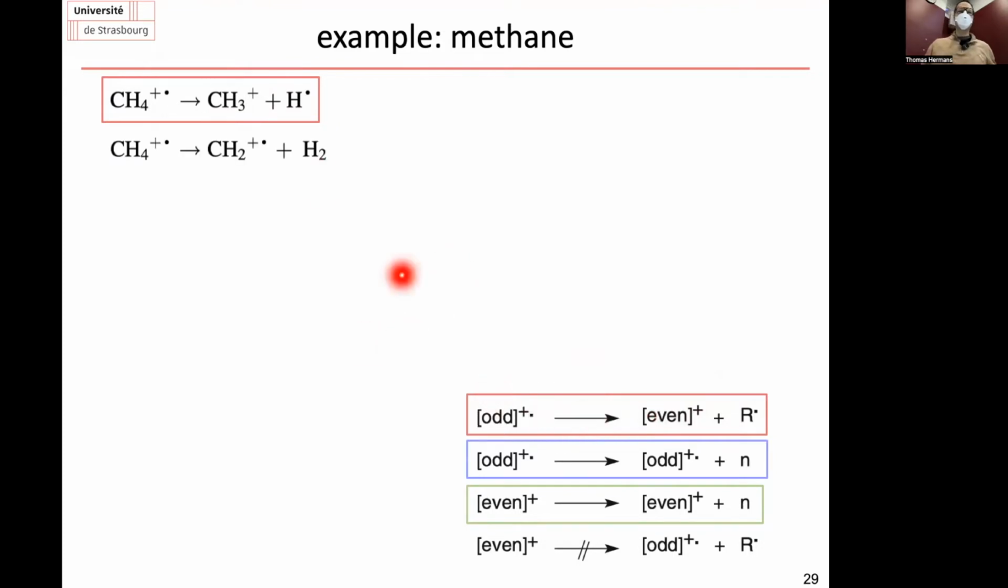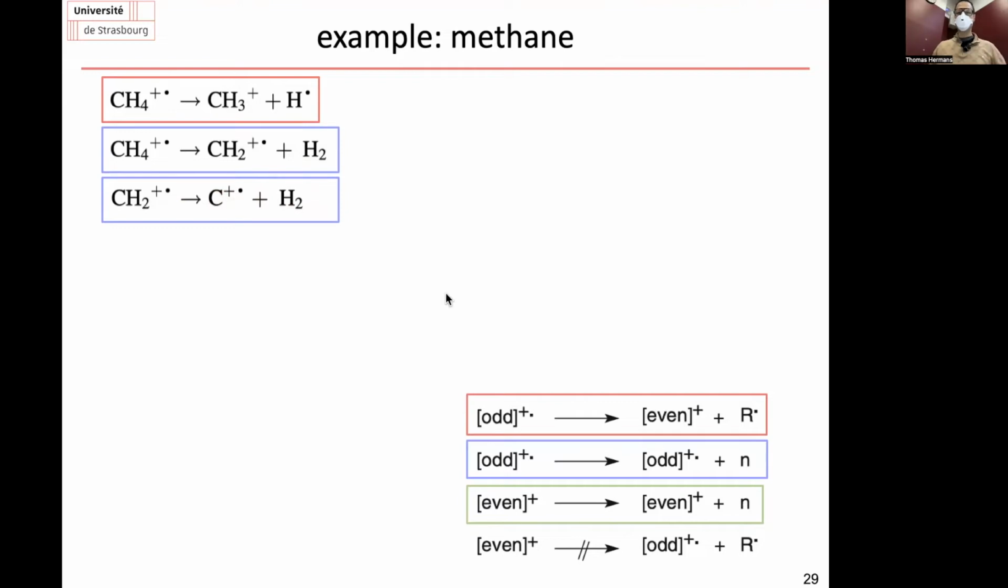Okay, here, the same ion, I create CH2 radical cation and H2. Is this allowed or not? Some people say yes. Yes, it is allowed. Okay, this fragment, CH2 radical cation, and I produce C, just carbon, and H2. We look, yes, that's the same. It's an odd number, creates an odd number plus a neutral. So that's allowed.